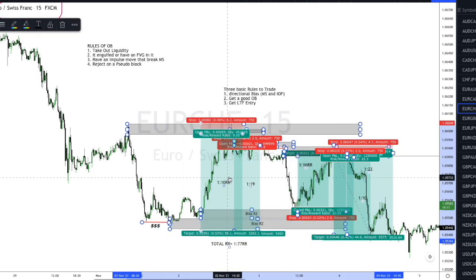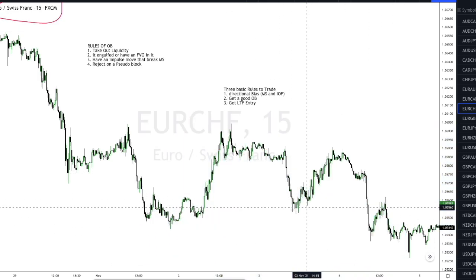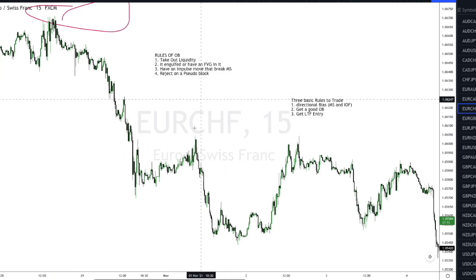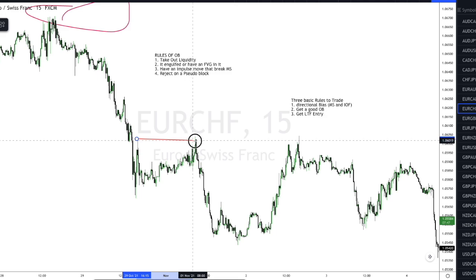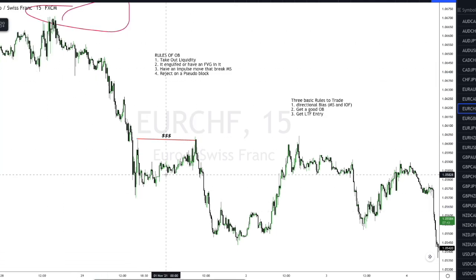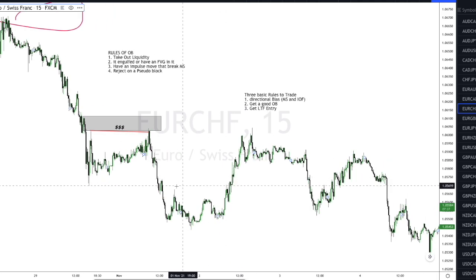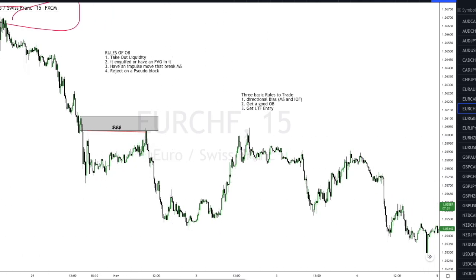Don't forget, these are the risk reward I actually took on it. So let's quickly go on. Just like what I said, directional bias is already established, so I want to look at this particular rule. Now it took out liquidity. The first thing, this particular order block took out liquidity. We have the liquidity graph here, right? There was a liquidity grab. It was rejecting. That's number 4, rejecting on a pseudo block, which is actually this one. So basically, I'm expecting to take an entry from this particular block.